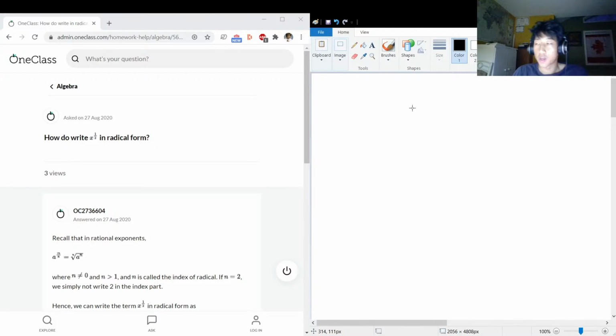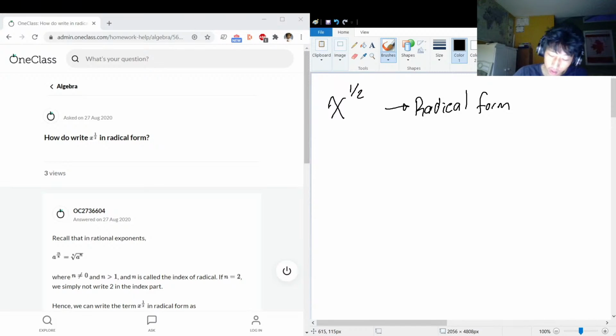Okay, the next question is how do we write x to the power of 1 over 2 in radical form. It's pretty rad, dude. Radical form. Okay, so this typically goes anytime you see a fractional power.